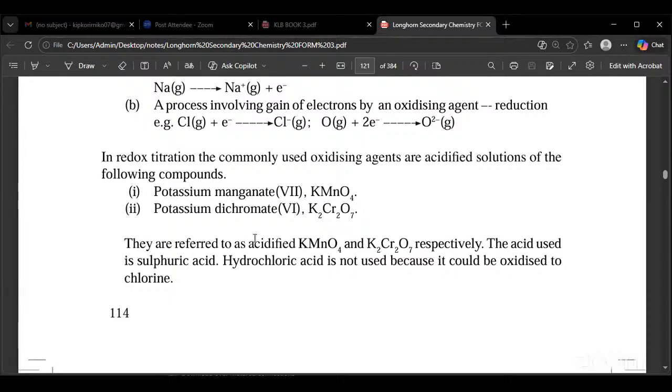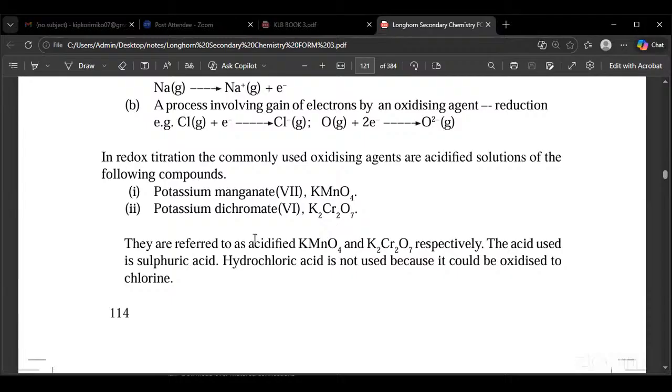And they normally say it is only acidified manganese 7 or dichromate. Of course, I've left out the name potassium because the most important side that is being affected is MnO4 and Cr2O7, where it will be changed to manganese, and the other is chromium ions, and there is color change.